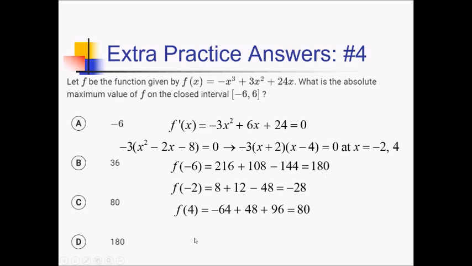Let's try f of 6. Maybe this one will beat out negative 6. So we have negative 216. So that's not really off to a good start. After that, though, we have 3 times 36. Again, that's 108. 6 times 24, now that's positive 144. So that's different. So let's add the positives first. So this is going to be 252 minus 216, which is 36. Also not the winner. So after all of this work, we find that negative 6 gave us the highest value. 180 then is the absolute max, giving us choice D.